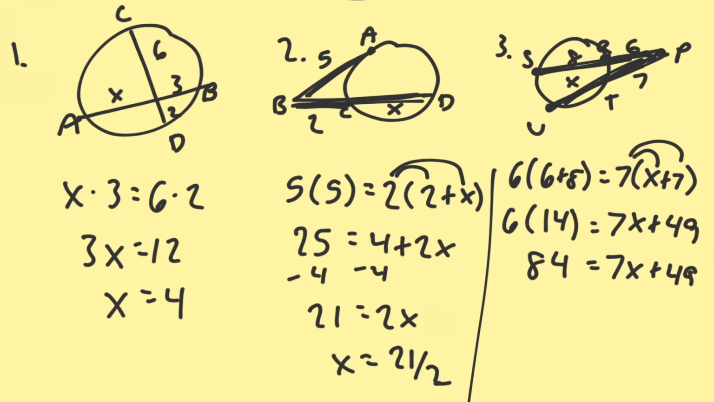And then you can subtract 49 from both sides. You get 35 equals 7x. Divide both sides by 7, and x equals 5.